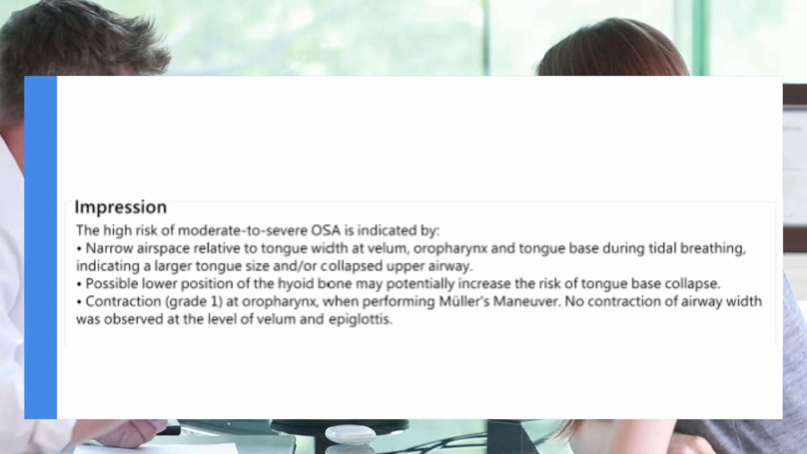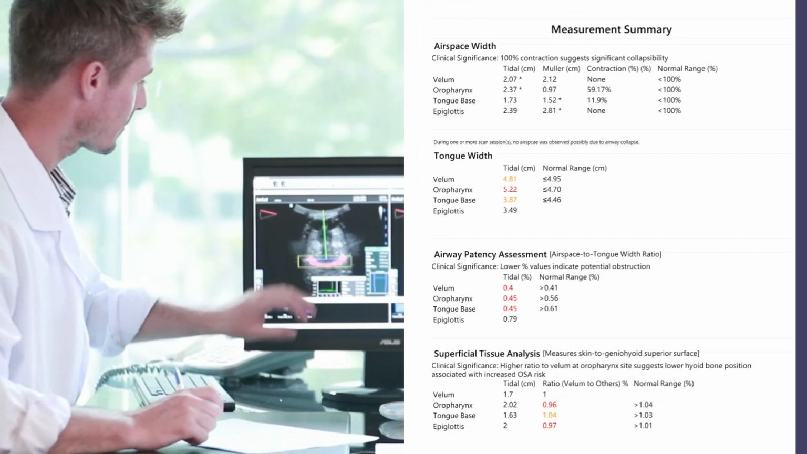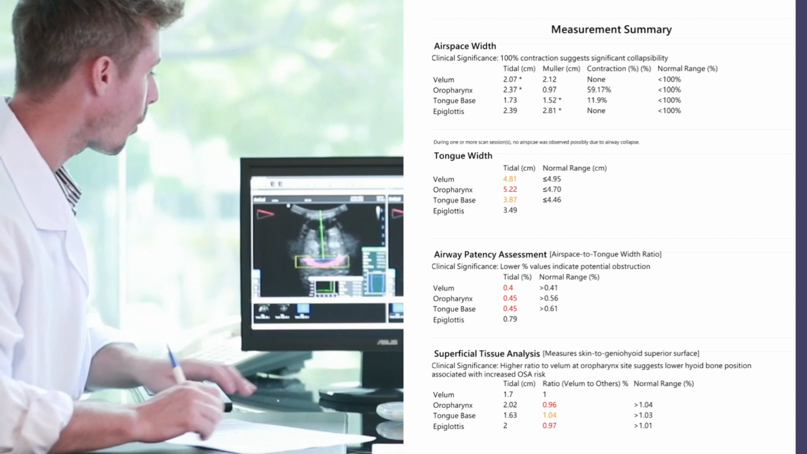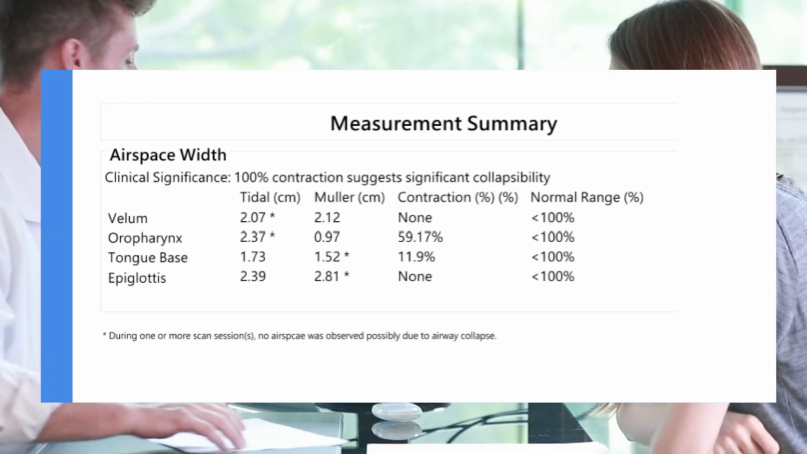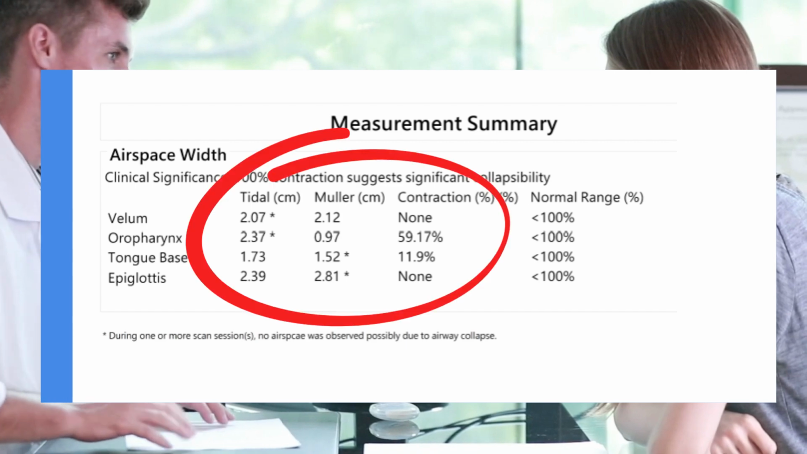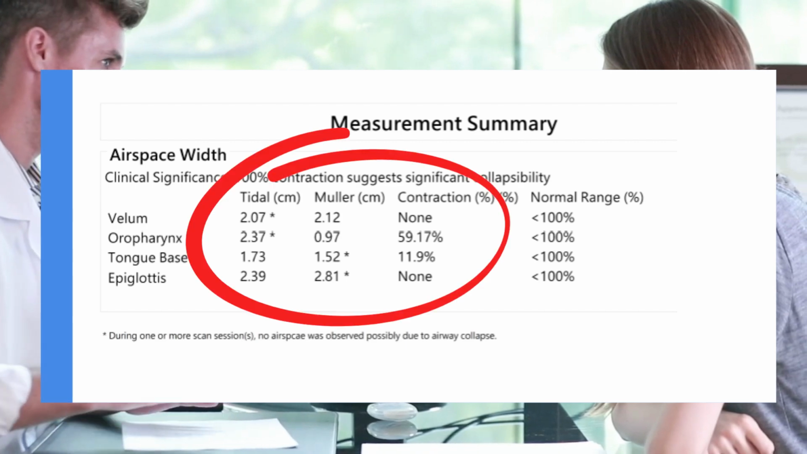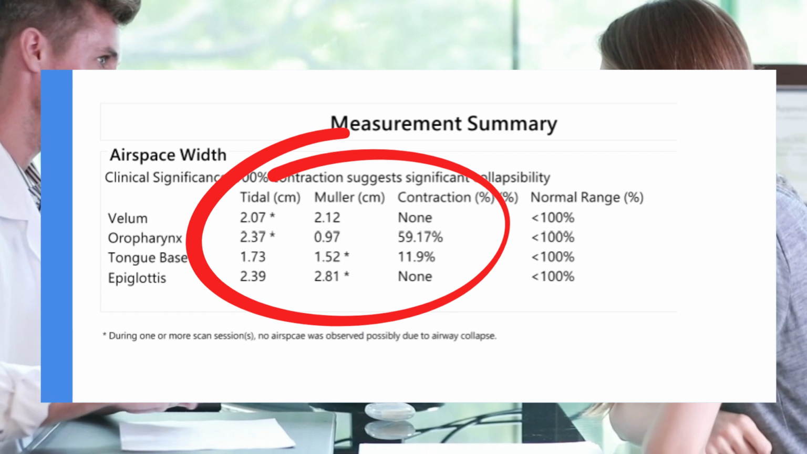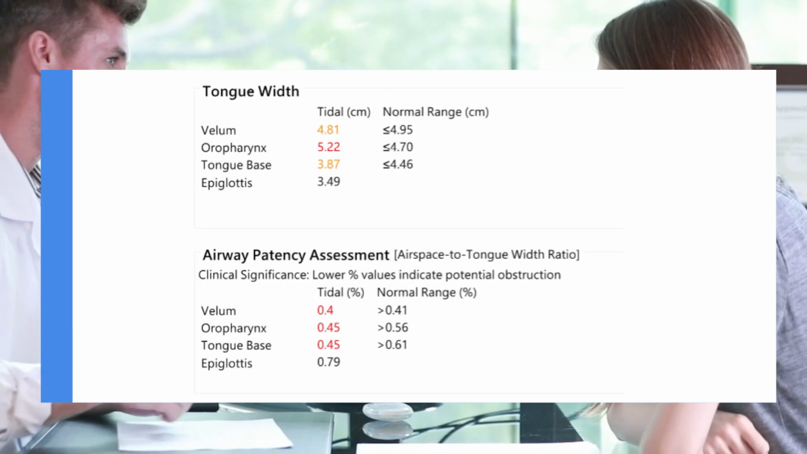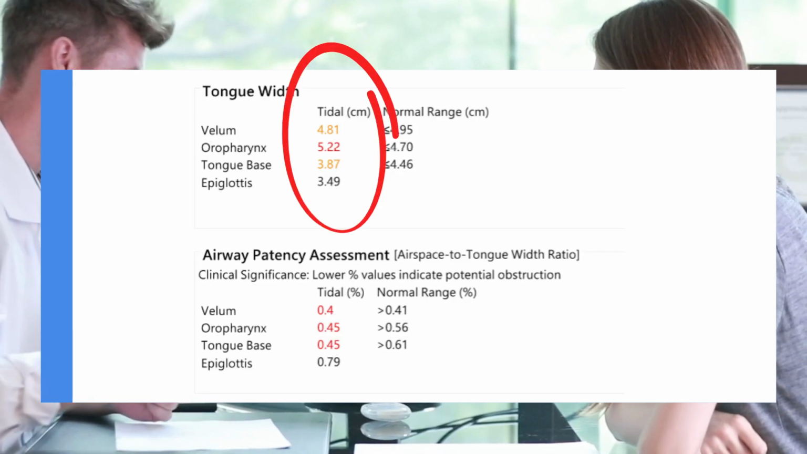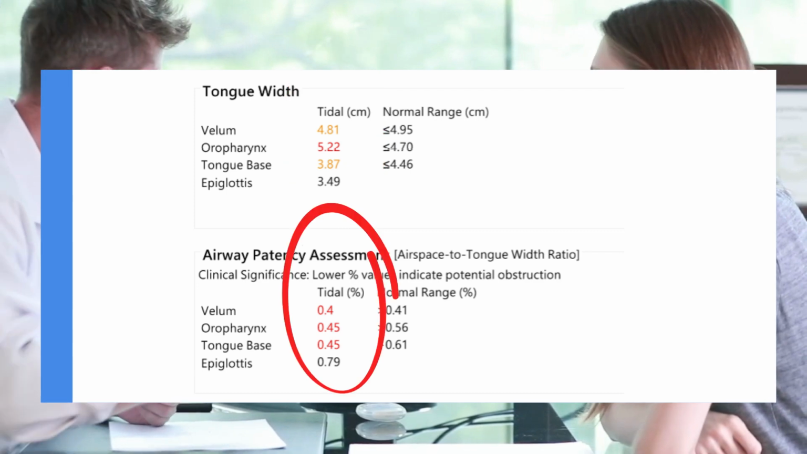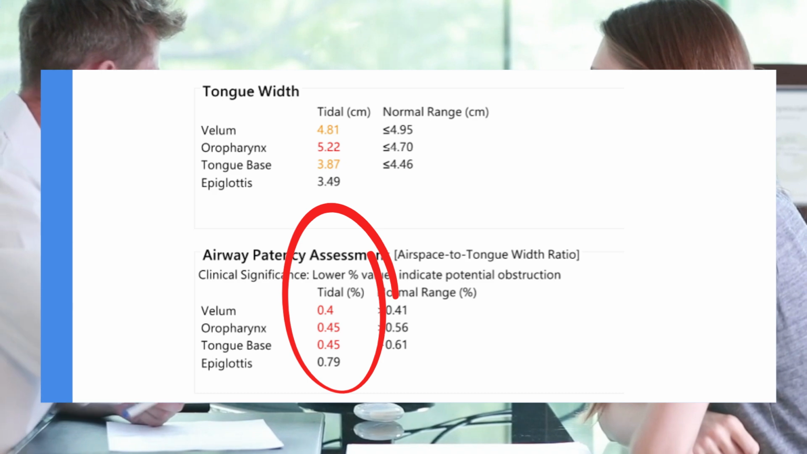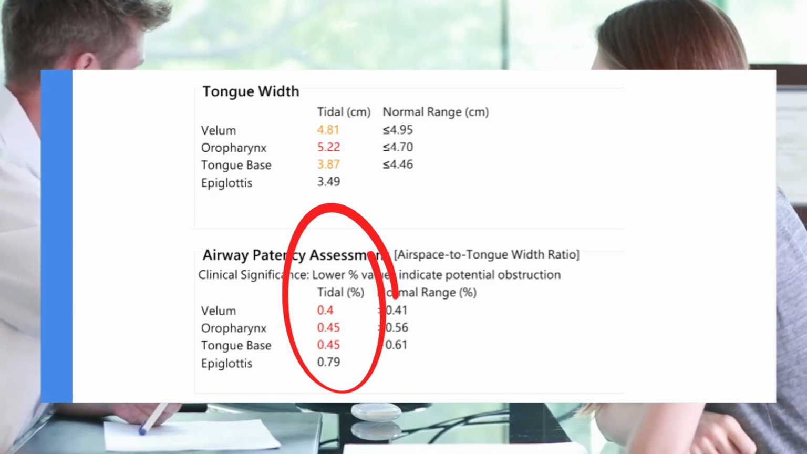from the findings section. The measurement summary section provides objective data on airway structure and collapsibility. Width measurements at VOT sites are taken under normal and Muller breathing to assess how easily the airway collapses. A proportionally larger tongue increases the risk of airway obstruction. A lower airspace to tongue width ratio indicates a smaller airway relative to tongue size, suggesting a higher risk of collapse.